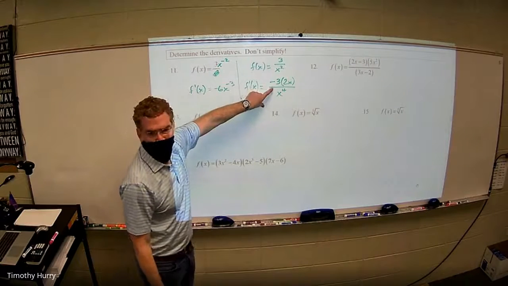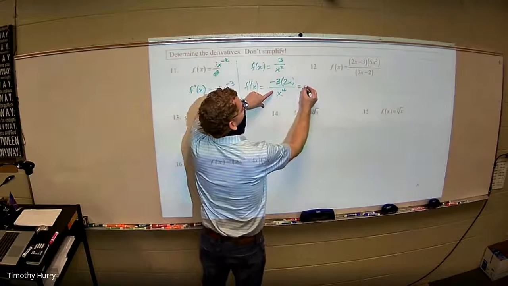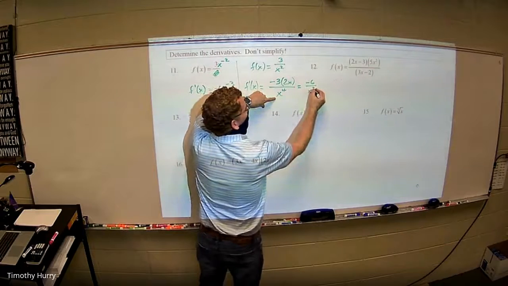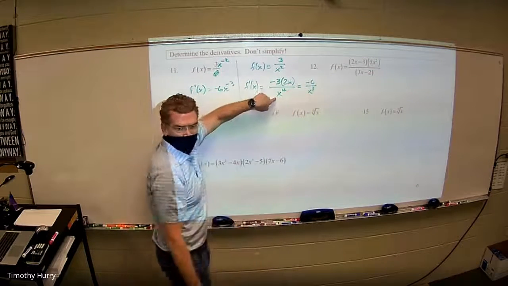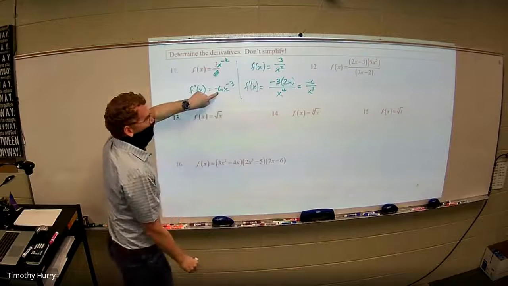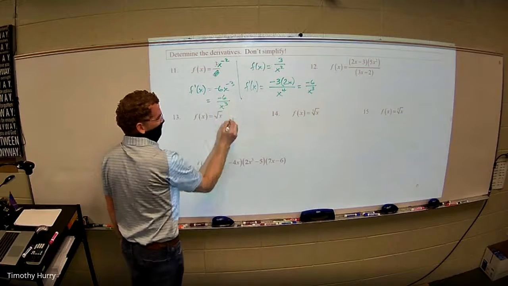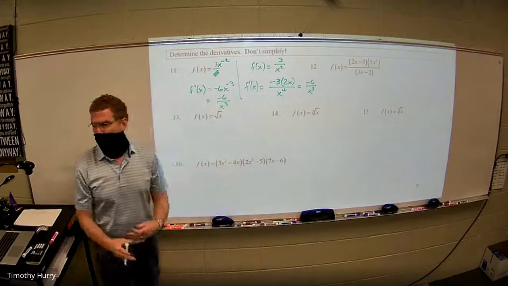Simplify that for me. What do you get? Negative 6 over a x cubed, because one of those x's cancels. Simplify that, and what do you get? Negative 6 over a x cubed. So you can do it either way.